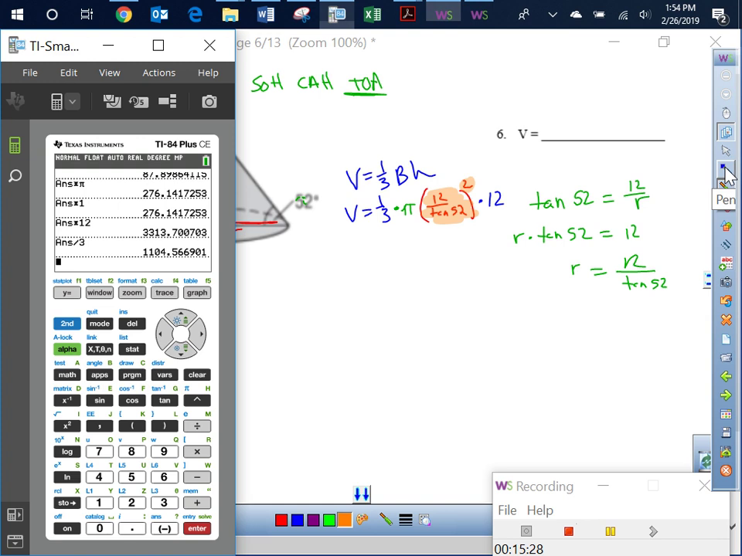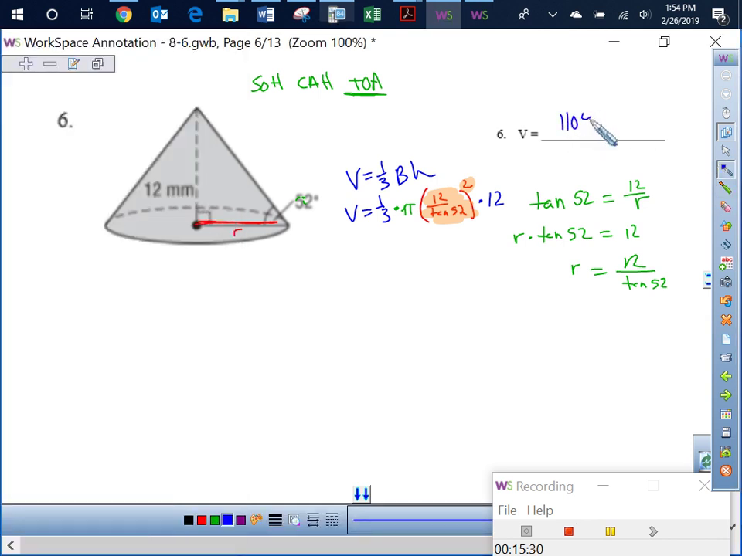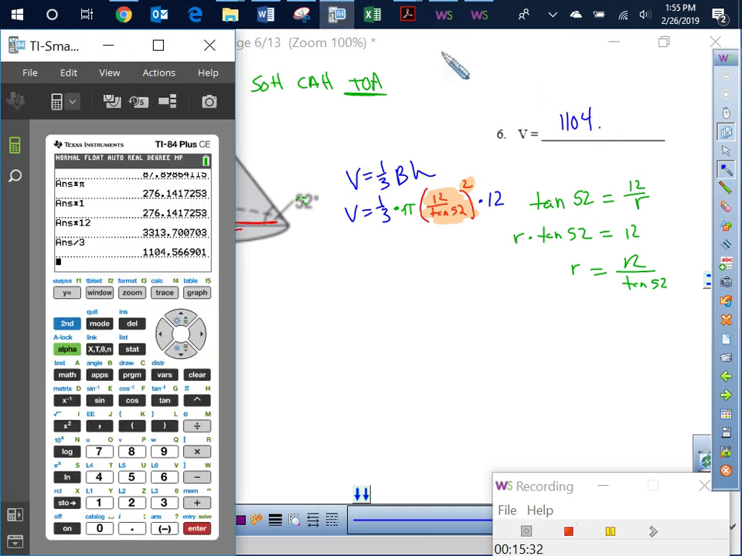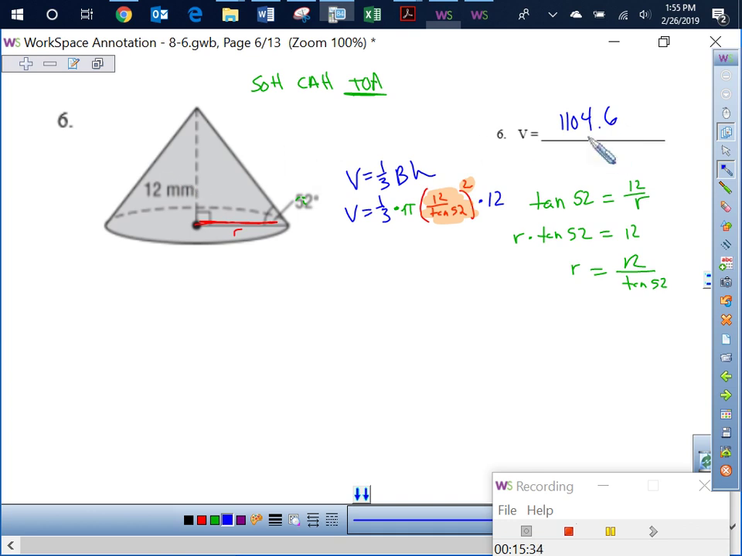That can be rounded to about 1104.6 to the nearest tenth, millimeters cubed, because this is a volume. So that's what the whole lesson's about today. You know you want the volume. Here are your ingredients. If you're missing something, we have to go find it. We've got 30-60-90s to help us. We've got 45-45-90s. We've got SOHCAHTOA to help us. We've got the Pythagorean theorem to help us out. So lots of cool stuff.